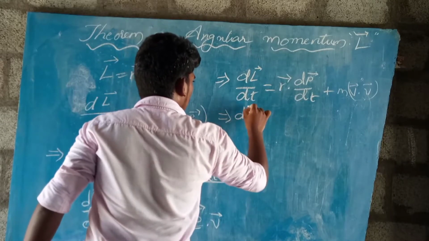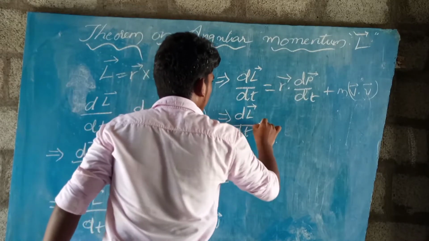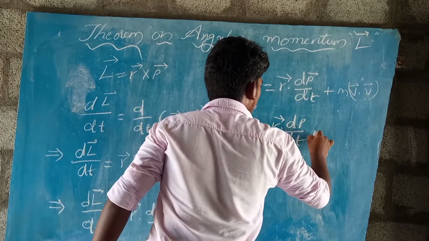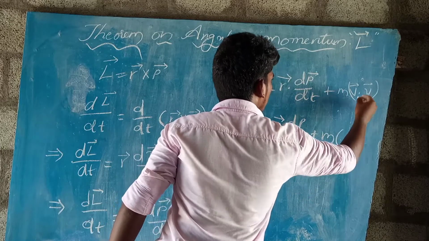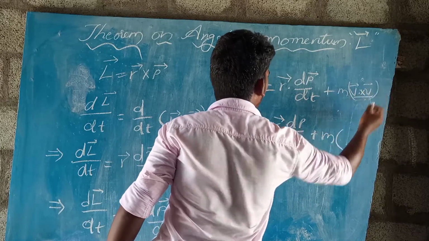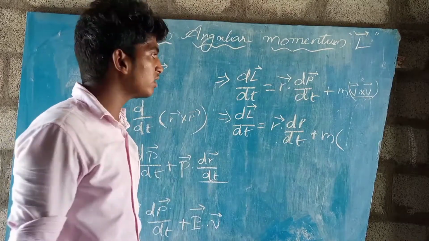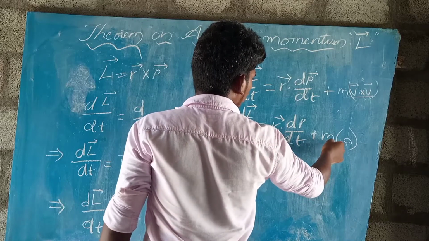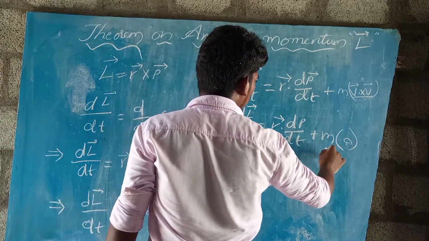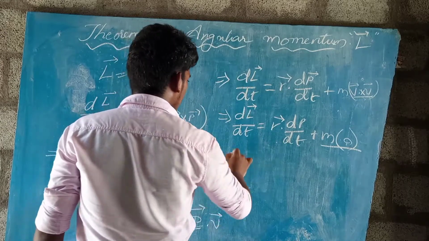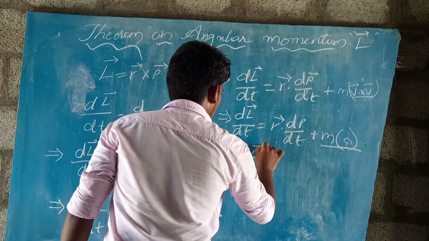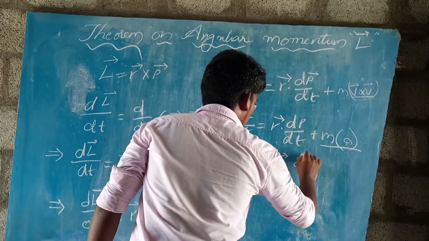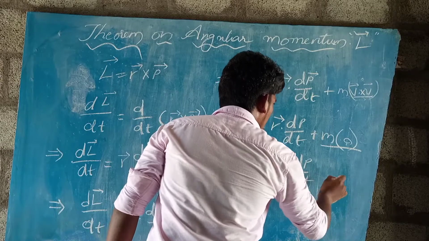That implies dL by dt is equal to r times dp by dt plus m times v cross v. The cross product of the same vectors is equal to 0. So 0 into something is 0. So this whole term becomes 0. dL by dt is equal to r cross dp by dt. We neglect this term since it becomes 0.